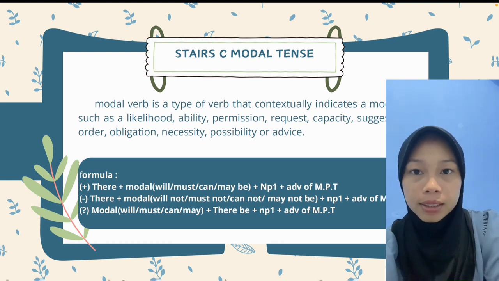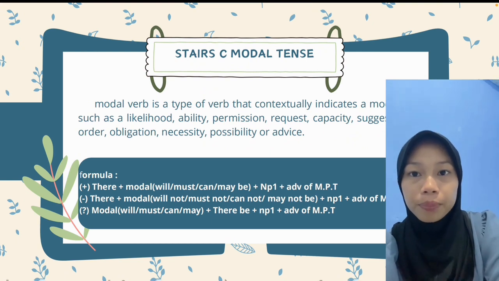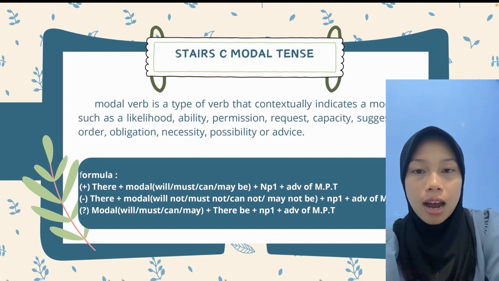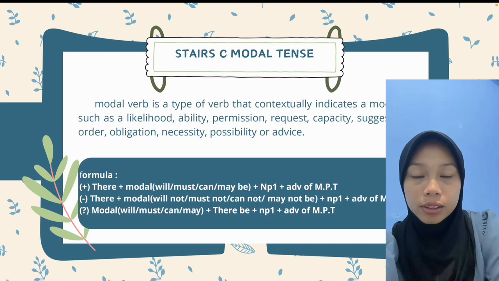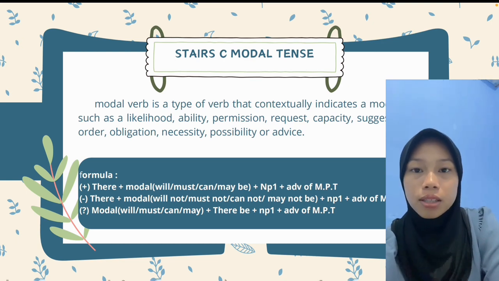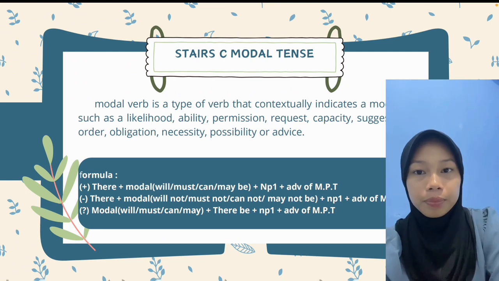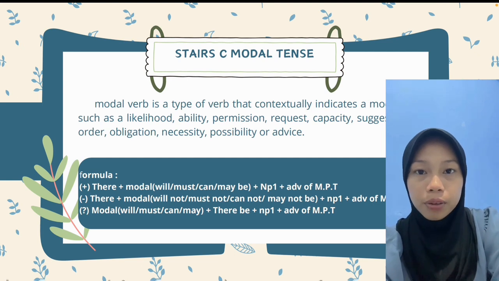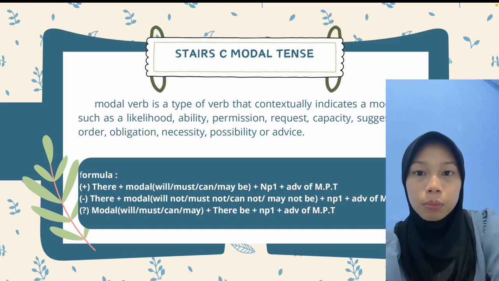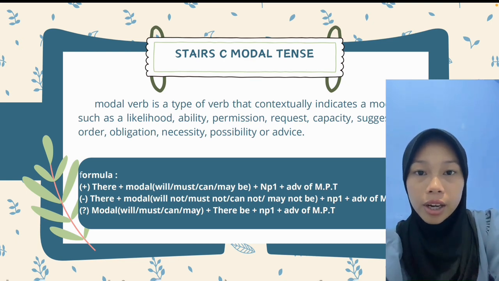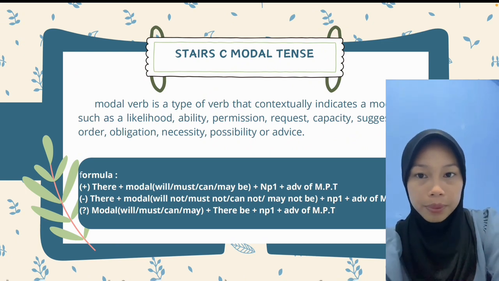For the negative sentence, negative formula, the first one is there. After there is modal plus not, like will not, must not, cannot, might not be. And after that is NP1 and the last is adverb of NPT. For the interrogative formula, modal first, like will, must, can, may, and there be, and NP1 plus adverb of NPT.